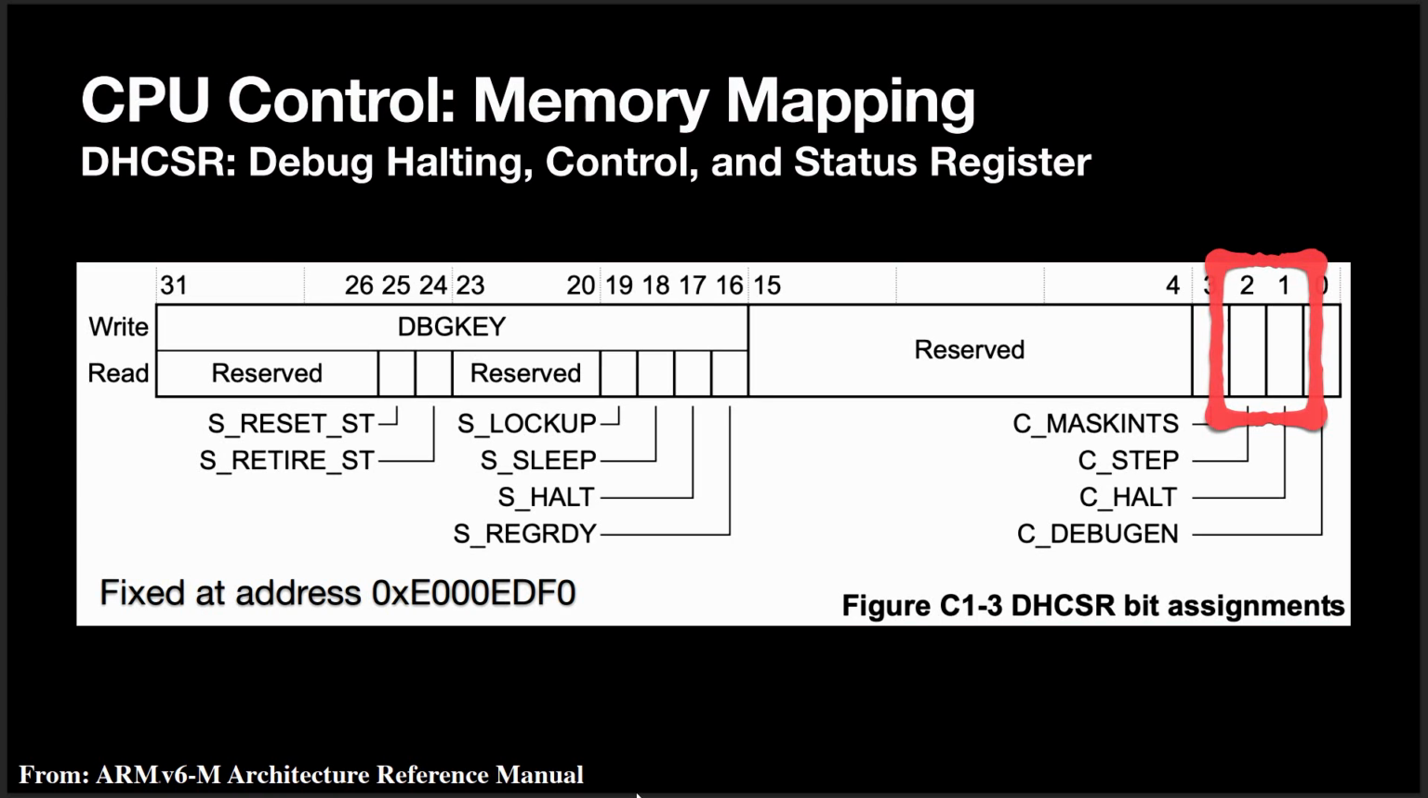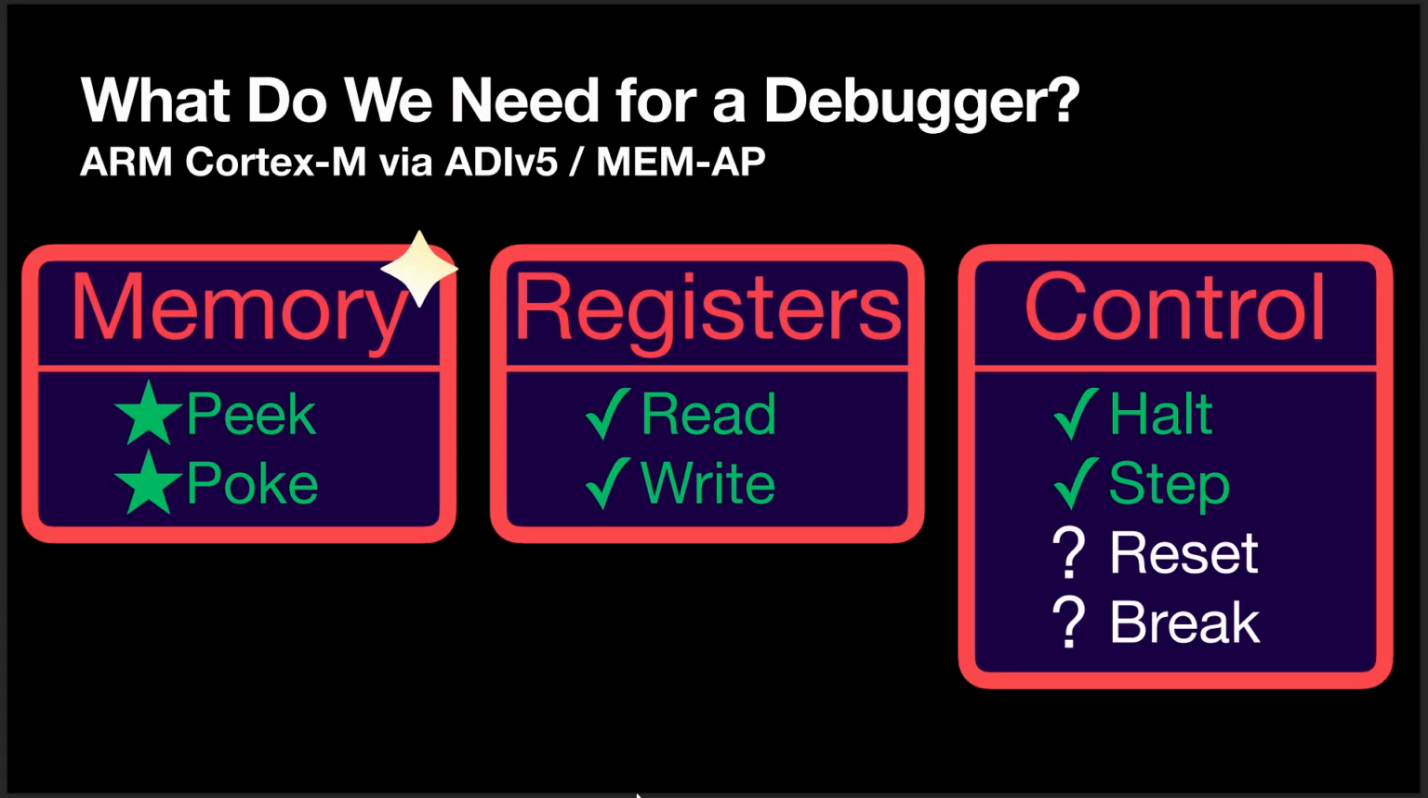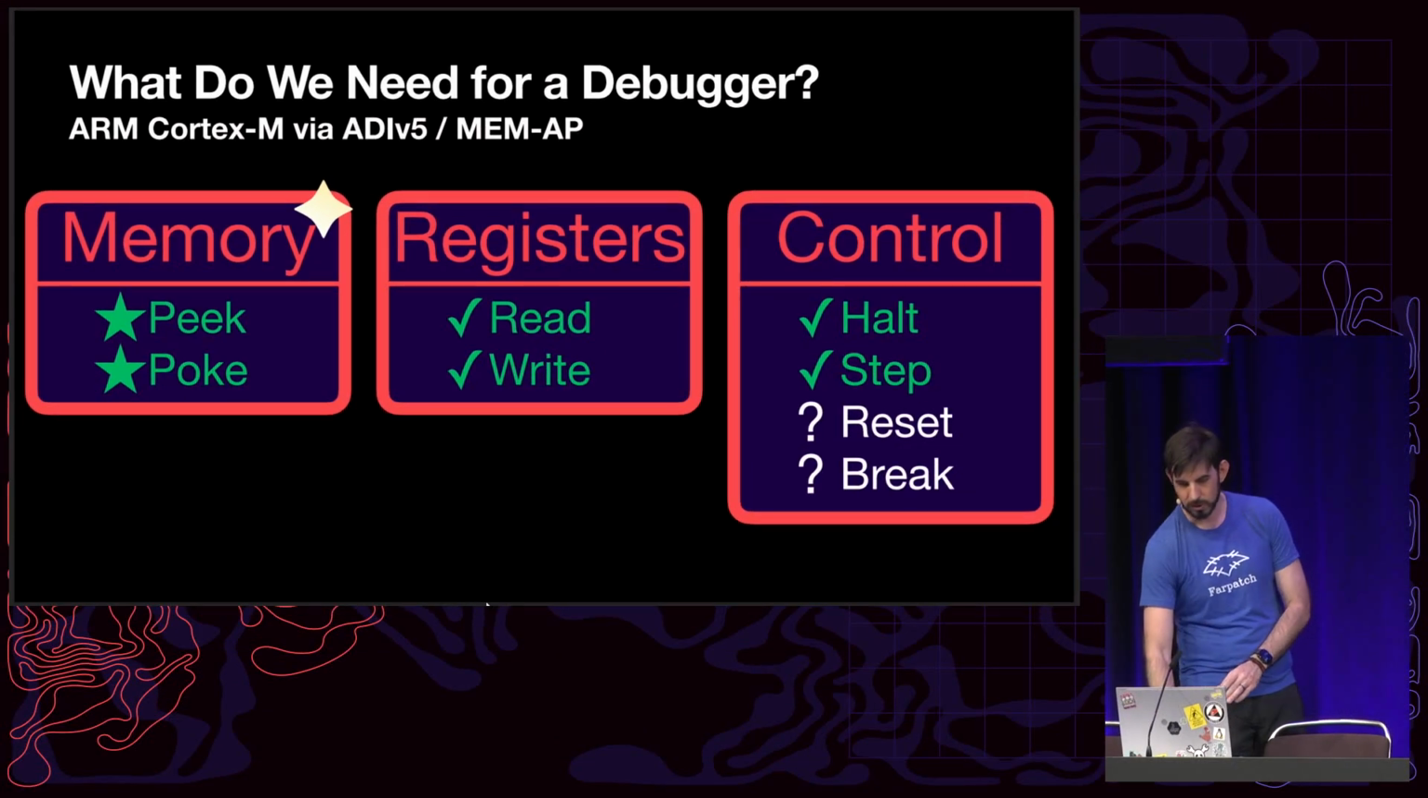Control isn't much more difficult. There's this register DHCSR, the debug halting control and status register. You can set the C_STEP and C_HALT bits to single step and halt the CPU. Great, that's 2 more check marks. That means there's 2 more left.